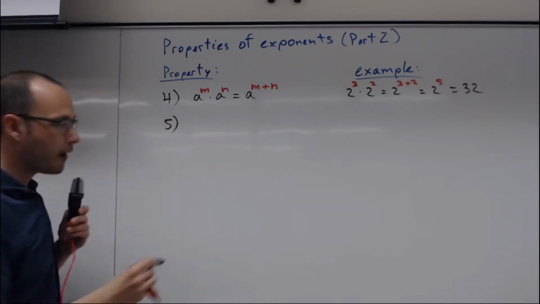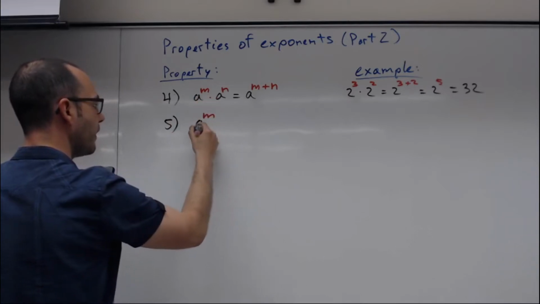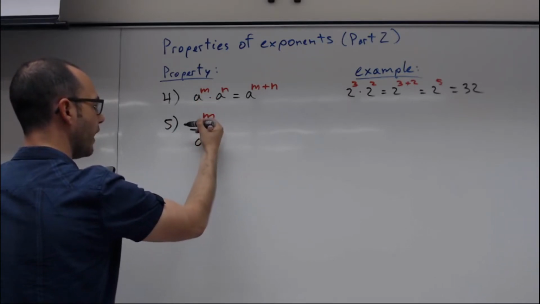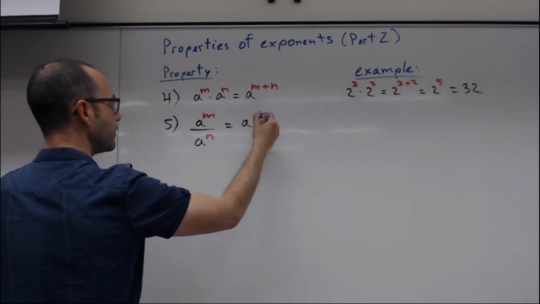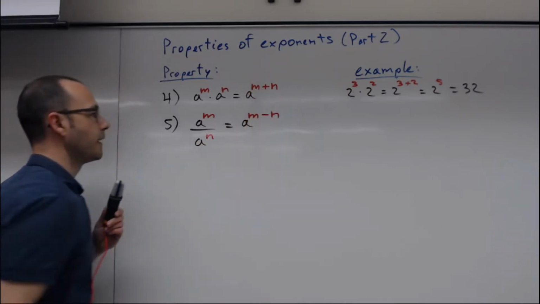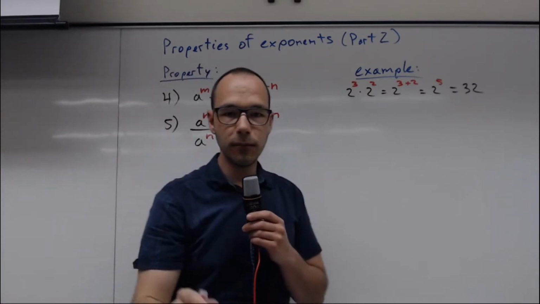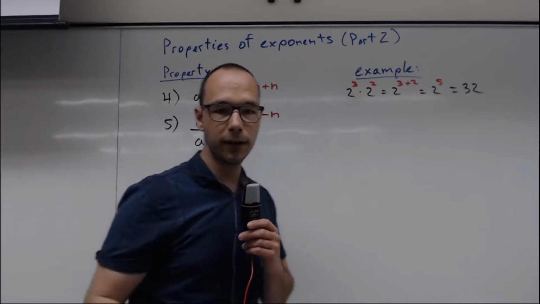Property number 5 is when you have a division. So when you have a to the power of m over a to the power of n, now it's going to be a subtraction, so you're going to have a to the power of m minus n. Whenever you have the same base, and it's only when you have the same base in the numerator and denominator, you can subtract the exponents.